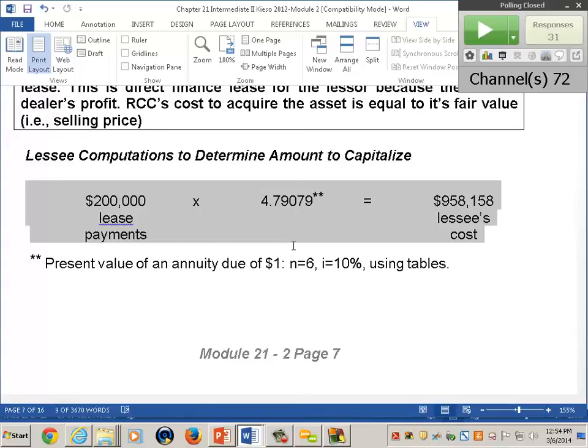And of course, we know that the lease is capitalized at the present value of the minimum lease payments, or fair value, whichever is lower. The interest rate has to be the lower of the two. We went through those two questions earlier.